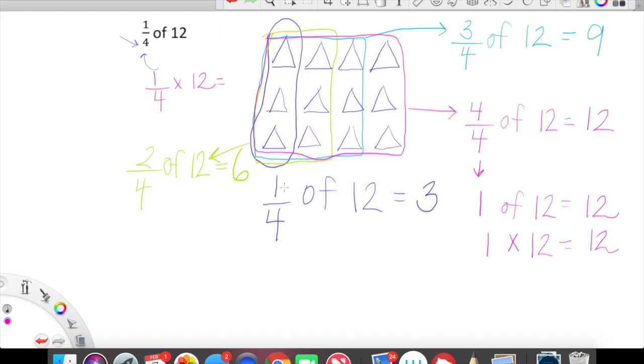1/4 of 12, well, it's 3. That's our first example. Let's multiply 1/4 times 12. What's going on upstairs? Well, 1 times 12, which is 12. And then downstairs we have a 4. 12 over 4 is equal to 12 divided by 4. 12 divided by 4 is 3. Interesting. So this of actually means that we're multiplying. Very, very interesting stuff. Let's take a look at a few more examples here, guys.